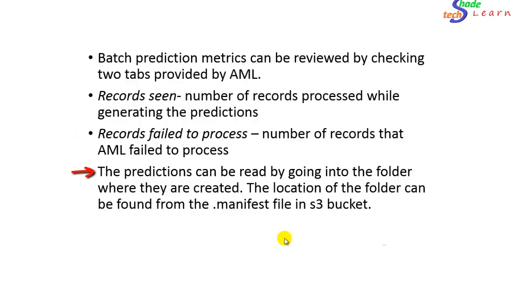As I said, the predictions that are created are sent to an S3 bucket. For reading the location of the S3 bucket folder, you can find it in the .manifest file, which will be created once the batch prediction finishes in the same S3 bucket location. You can use these predictions created for future use. Also, once a model is created, you can use it repeatedly with different datasets by using either batch predictions or real-time predictions as well.